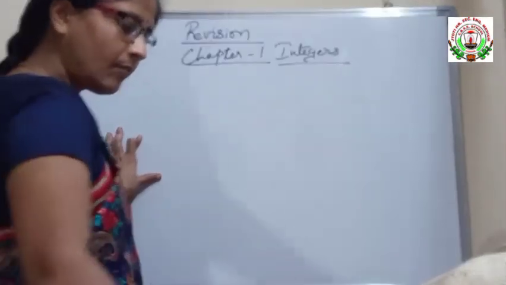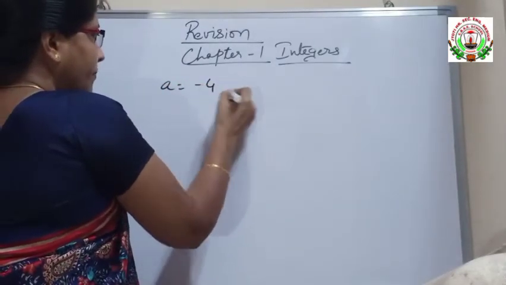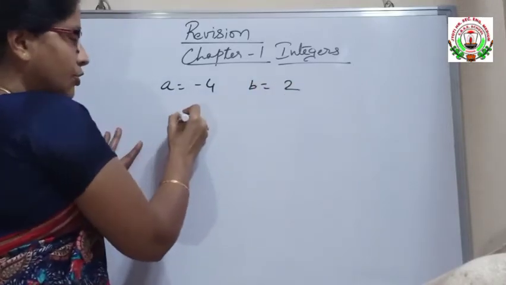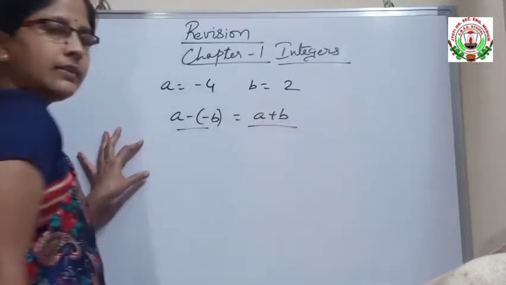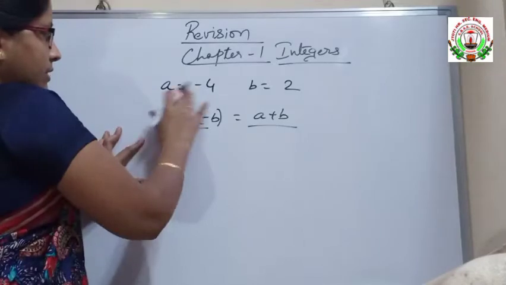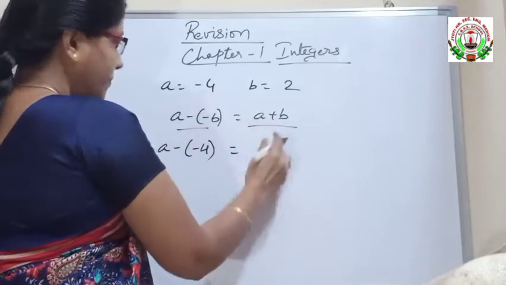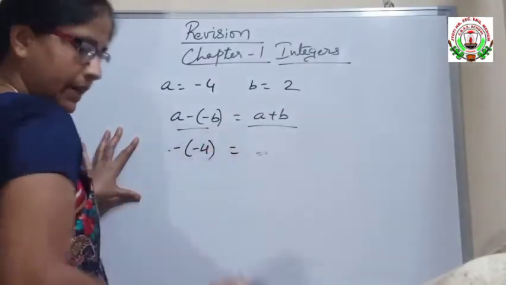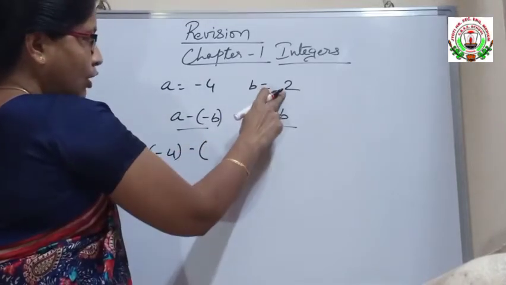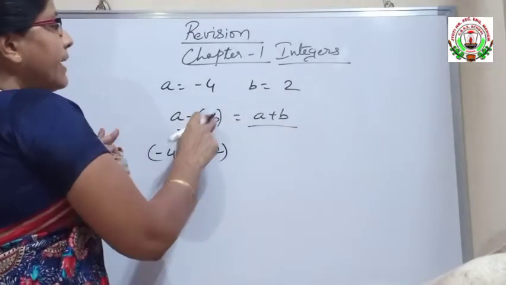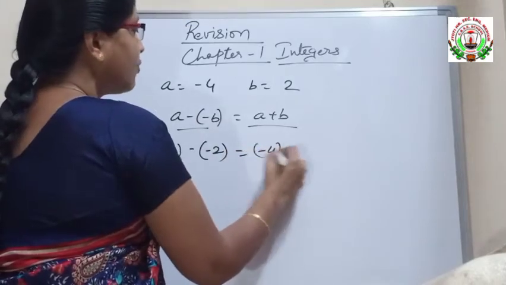Next, they have given values of A as -4 and B as 2. They are going to ask you whether A minus of minus B is equal to A plus B. You have to see whether it is correct or not. See here, A is given as -4. So -4 minus of minus B. B is given as 2, and here it is minus B, so -2. So here it is -4 plus 2.